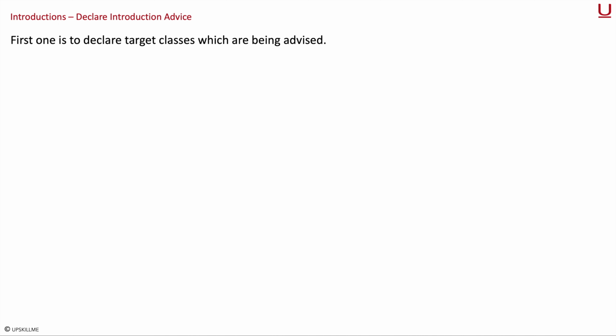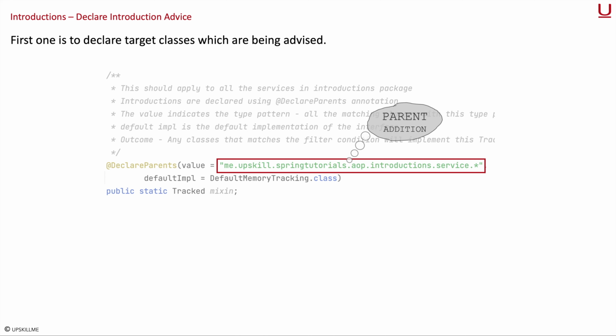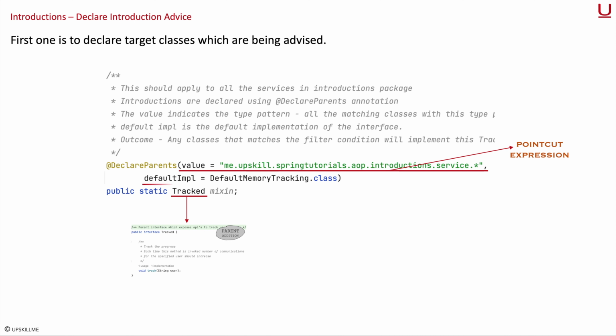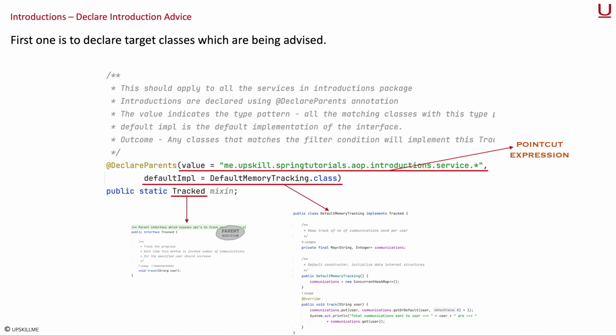To declare introduction advice, we need to declare two distinct aspects. First one is to declare target classes which is being advised. This is achieved by using the DeclareParents annotation as shown in this example. It means that matching types have a new parent. The value attribute specifies the pointcut expression. In this case, all beans defined in the service package are selected. The new parent interface to be implemented is determined by the type of the annotated field, and defaultImpl specifies the default implementation to use for the introduced interface.